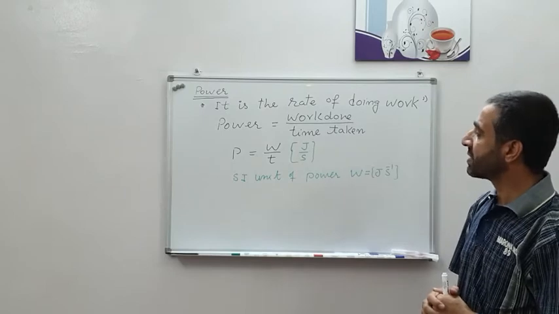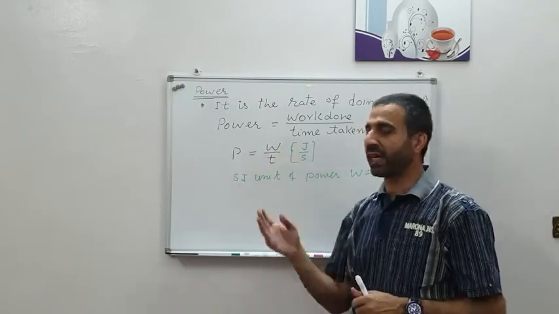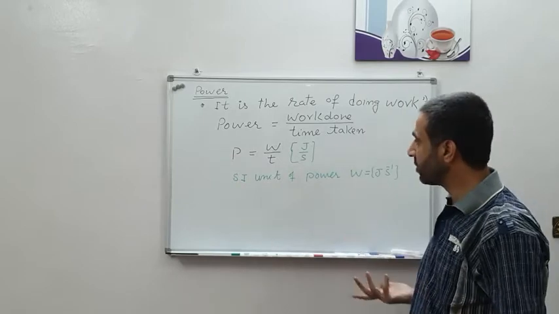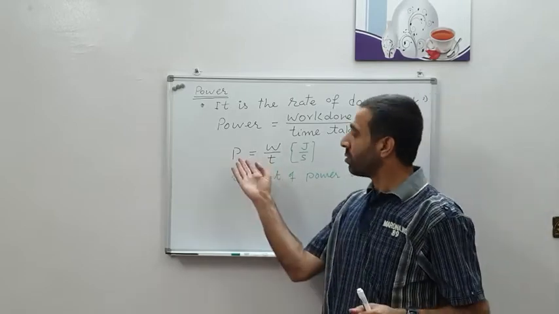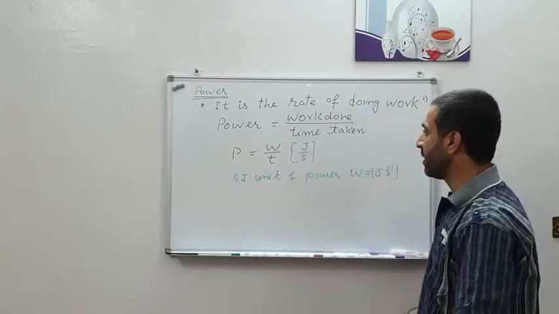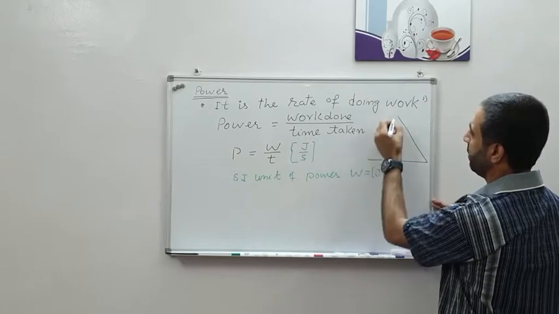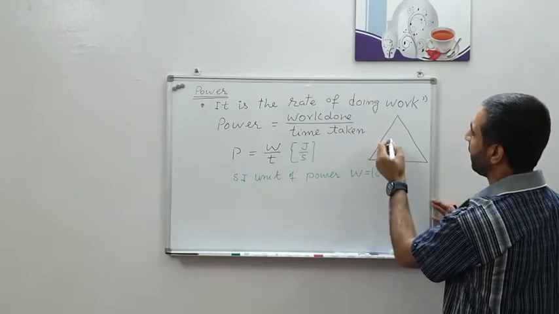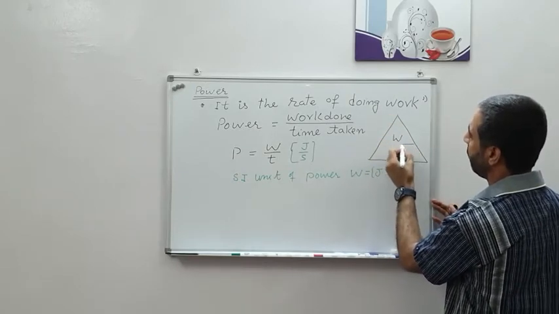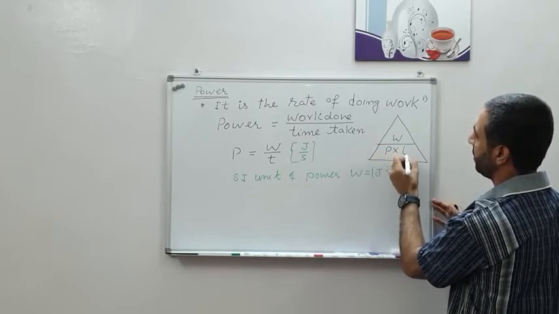So that is the SI unit of power. Second, power is a scalar quantity, right? Why? Because work is scalar and time is also scalar, so it is the ratio between two scalar quantities. So power is scalar, it does not need any direction. And moreover, if you know the power, then you can calculate the amount of work done, P into T.